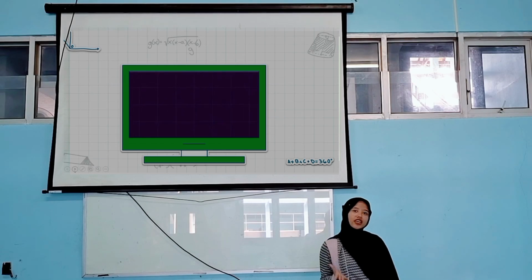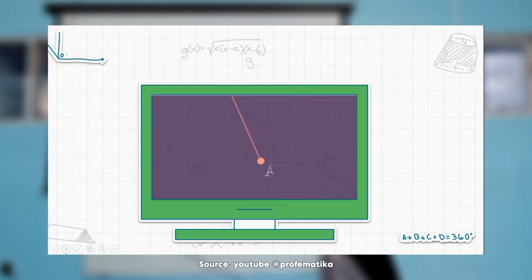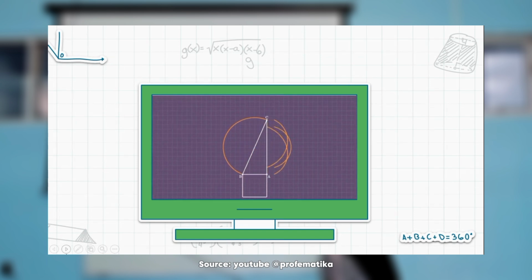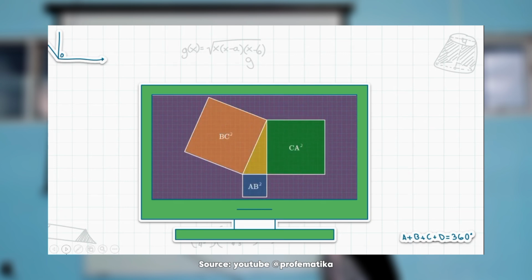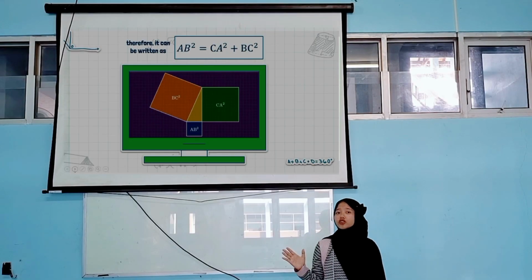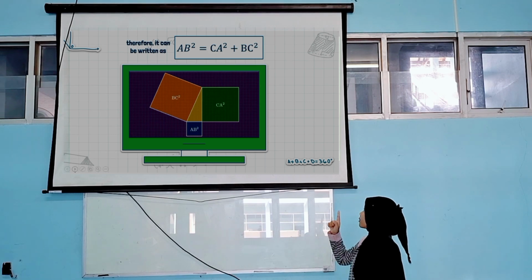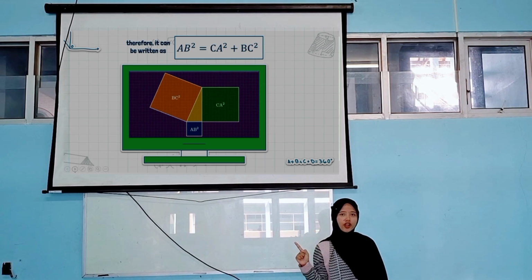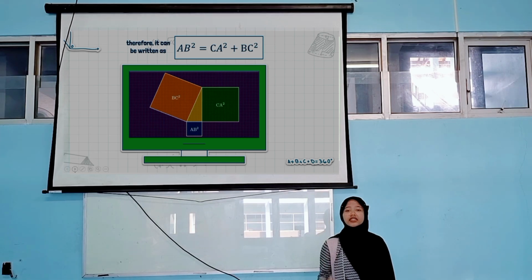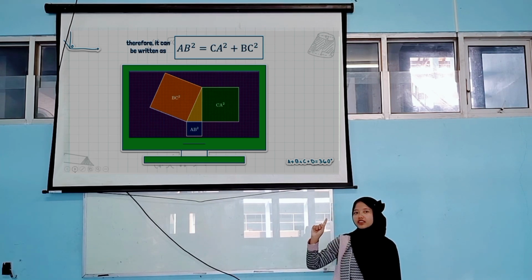And now, here's the magic formula. In a right angle triangle, we have BC squared equal to AB squared plus CA squared. This is a form of the Pythagorean theorem. But wait, we're not done yet.